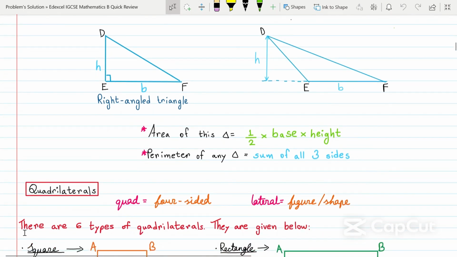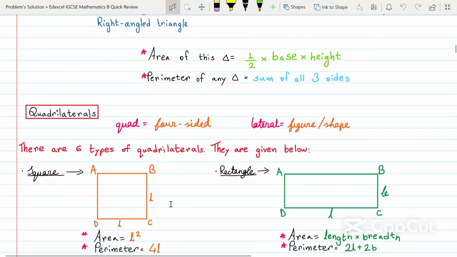So now, here it is written that there are six types of quadrilaterals given below. The first you can see is a square. So here this is a square. We have seen this from childhood. Here the four sides are of equal length. Therefore, the area of the square equals L square and the perimeter equals 4 into L.